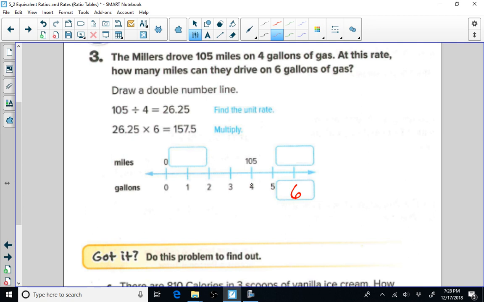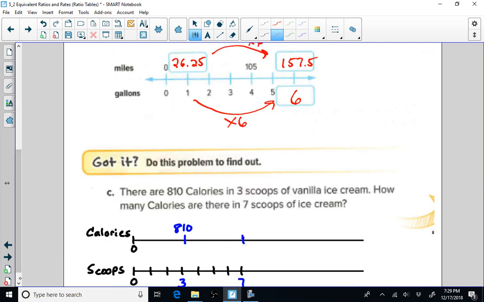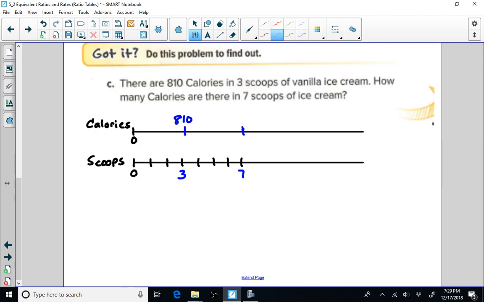Now the question is, how in the world do we get there? Well, first we want to scale back to find the unit rate, which means we want to take 105 divided by 4, and that's going to give us 26.25 for the unit. So every gallon we go 26.25 miles. Then from 1 to 6 we can scale ahead, because that's times 6. So I want to multiply the top part of my ratio by 6. That's where we get 157.5 miles for every 6 gallons.